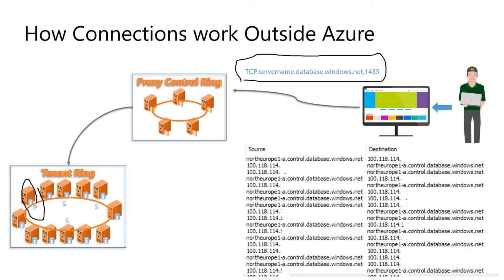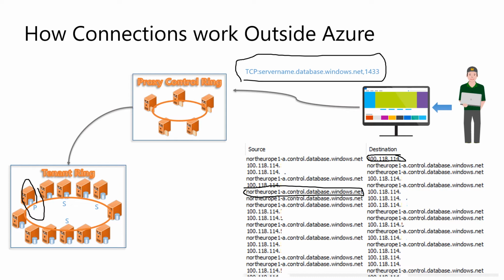This is another example of how the connections work. For example, this is my PC. It tries to connect, and all the connections always go through our proxies. North Europe, if you run the server name database.windows.net, you are most probably going to receive the name of the proxy. We need to explain that when you are working outside Azure, your client application will use just one port, the port 1433.